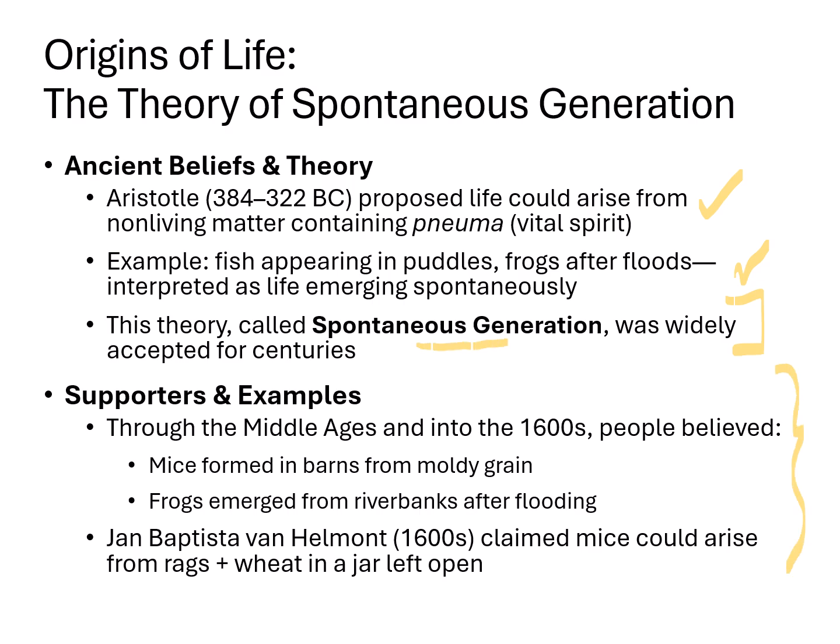Through the Middle Ages, people thought that mice could come from moldy grain, or frogs could spontaneously generate from muddy riverbanks. Van Helmont even claimed that mice could form from rags, like imagine dirty cloth, or wheat left in a jar. So this was the theory of spontaneous generation.